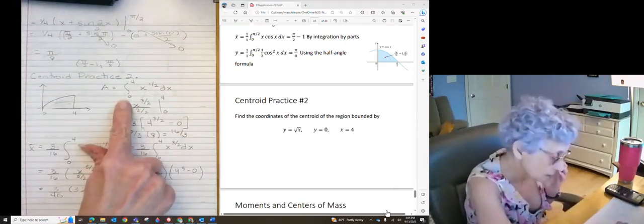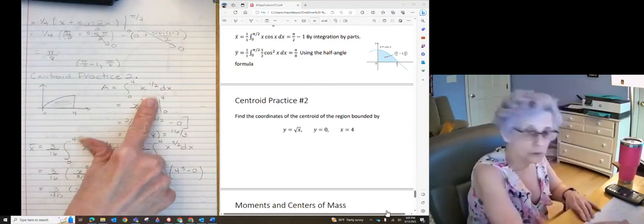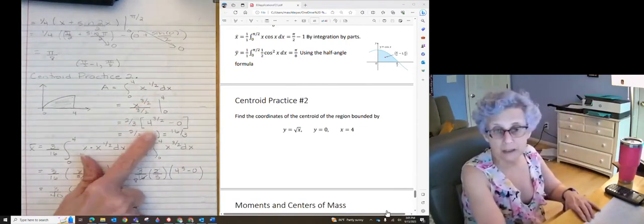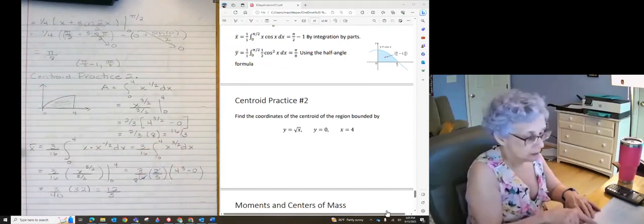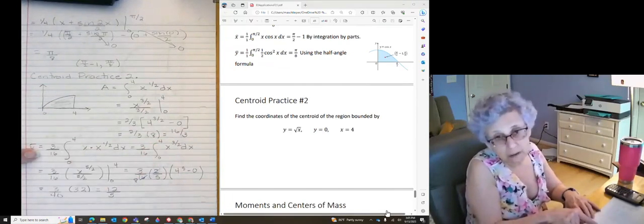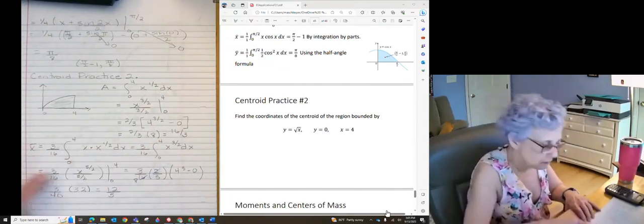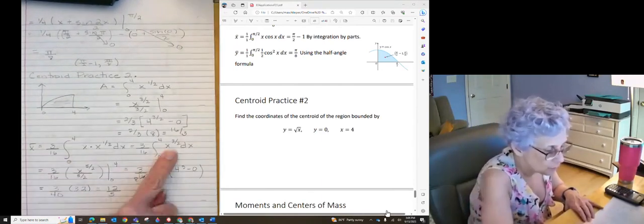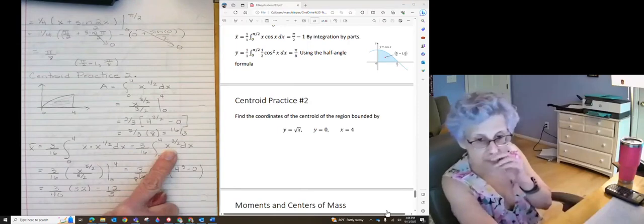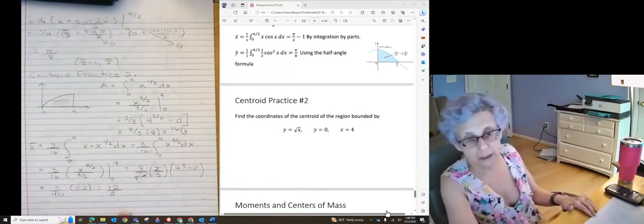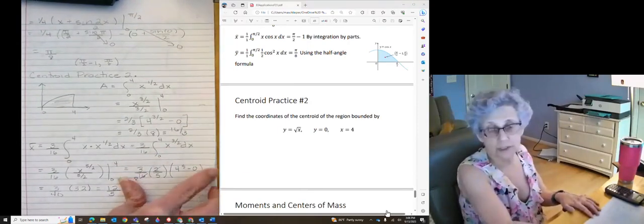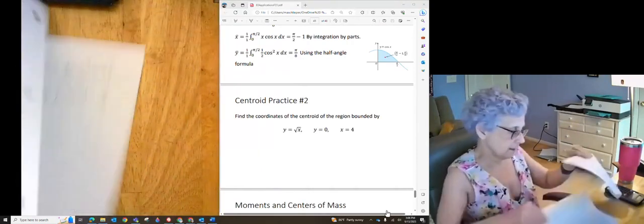First thing I did was I found the area. I took the integral from 0 to 4 of the square root of x. I got 16/3. So 1 over 16/3 is 3 over 16. Integral from 0 to 4 of x to the 3/2 power. I did some plugging and chugging, and I got 12 over 5.